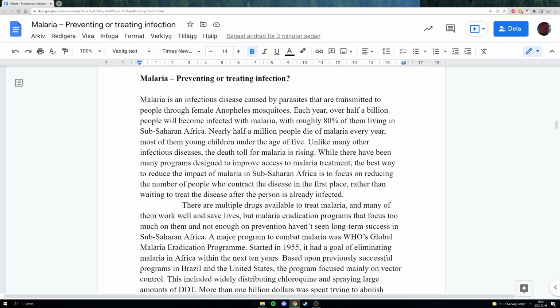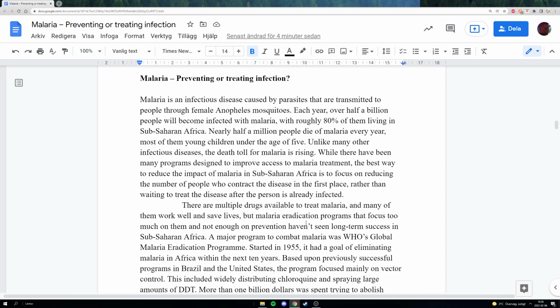Malaria. Preventing or treating infection. Malaria is an infectious disease caused by parasites that are transmitted to people through the female Anopheles mosquitoes. I hope I pronounced that right. Each year, over 500 million people will become infected with malaria, with roughly 80% of them living in Sub-Saharan Africa. Nearly 500,000 people die of malaria every year, most of them young children under the age of 5. Unlike many other infectious diseases, the death toll for malaria is rising.